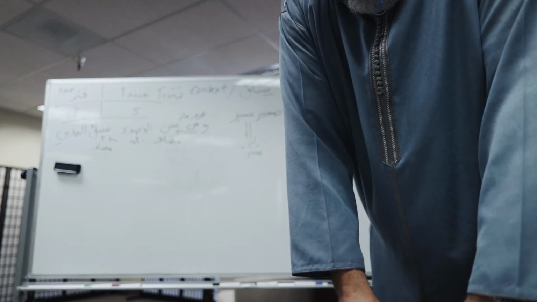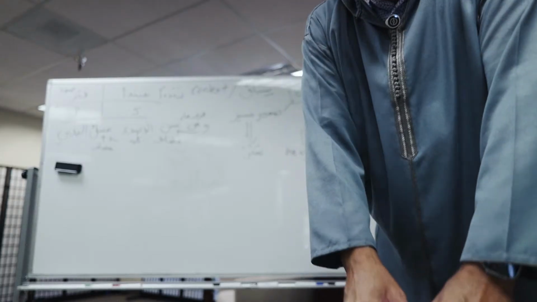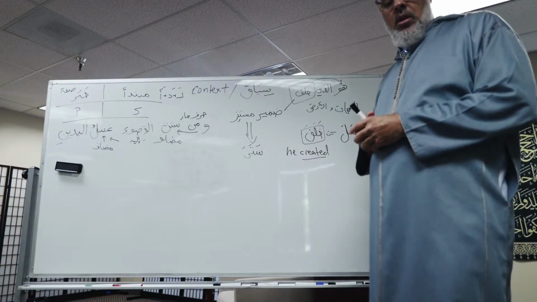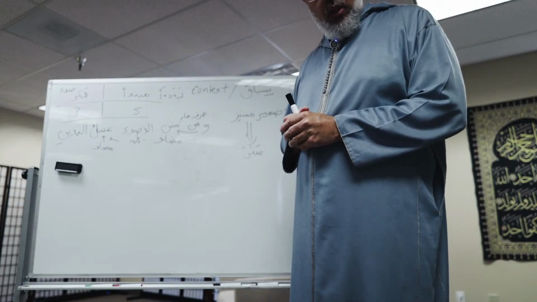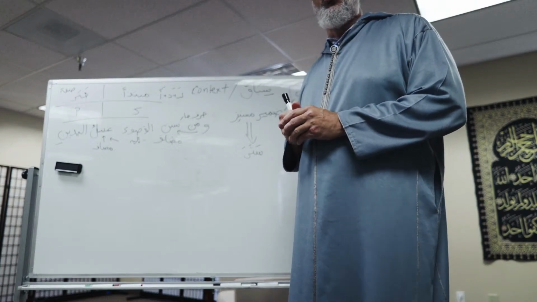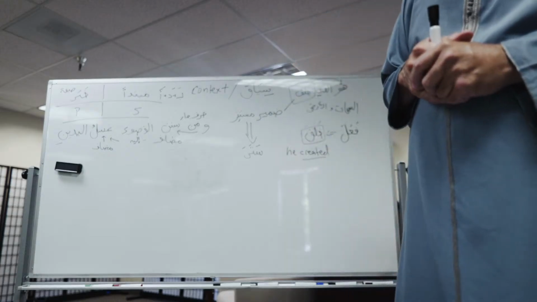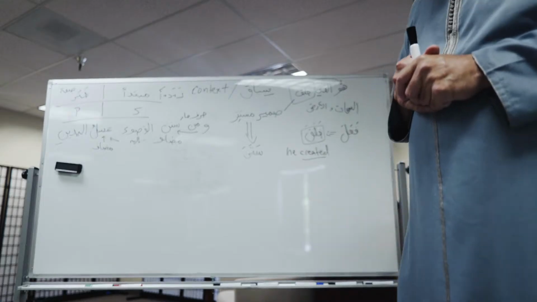قبل دخولهما. Okay, qabla, and then it's almost like an idafa, so the vowel on dukhul is going to be a kasra. So qabla دخولهما في الإناء.